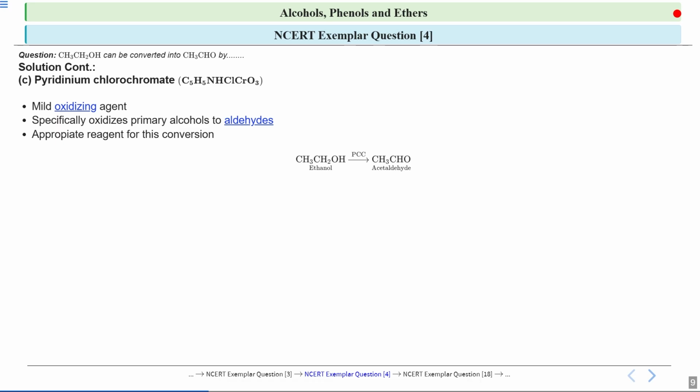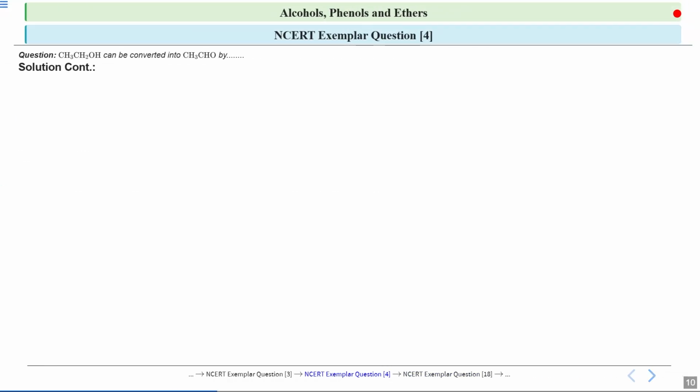If you look over here, this is the ethanol. When you use PCC, which is pyridinium chlorochromate, you see this will oxidize this alcohol to aldehyde over here. So this is the appropriate reagent for our conversion. That is why option number C is correct.